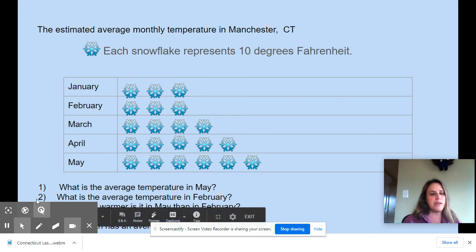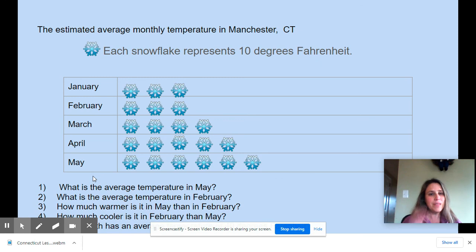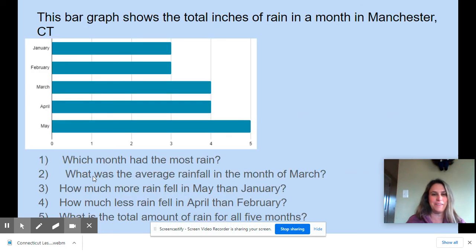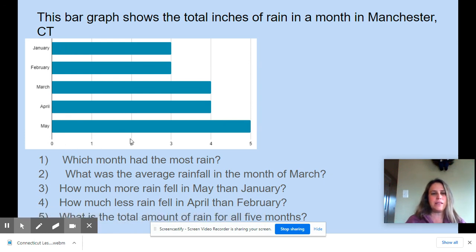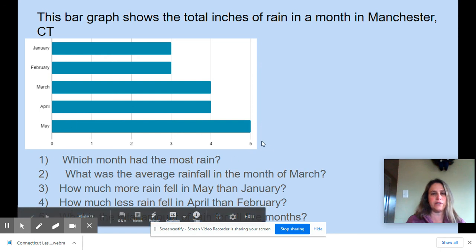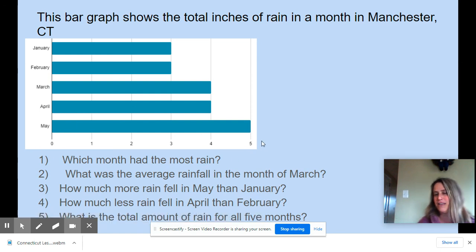Okay, so you're going to answer the questions at the bottom. And this is true data that I collected about the average temperatures in Manchester, Connecticut. And then I converted it into a bar graph about the rain. So we have January, February, March, April, May. This is your total inches of rain in Manchester, Connecticut.